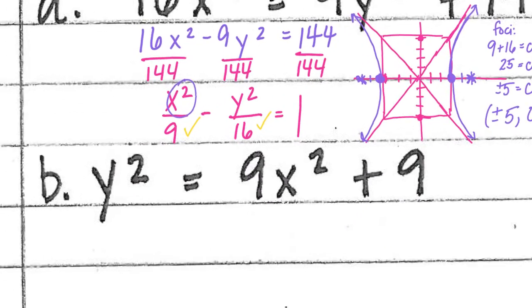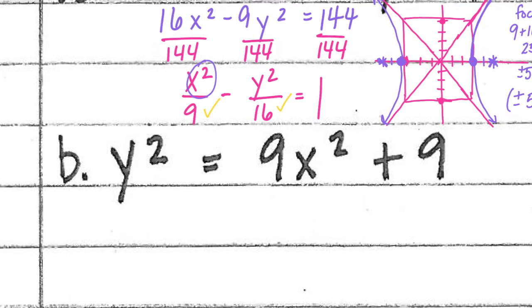All right, moving on to the next one. The first thing we have to do is get rid of that 9x squared again. So I'm going to subtract. So I have y squared minus 9x squared is equal to 9. I know that they always have to equal 1, so I'm going to divide everything through by 9.